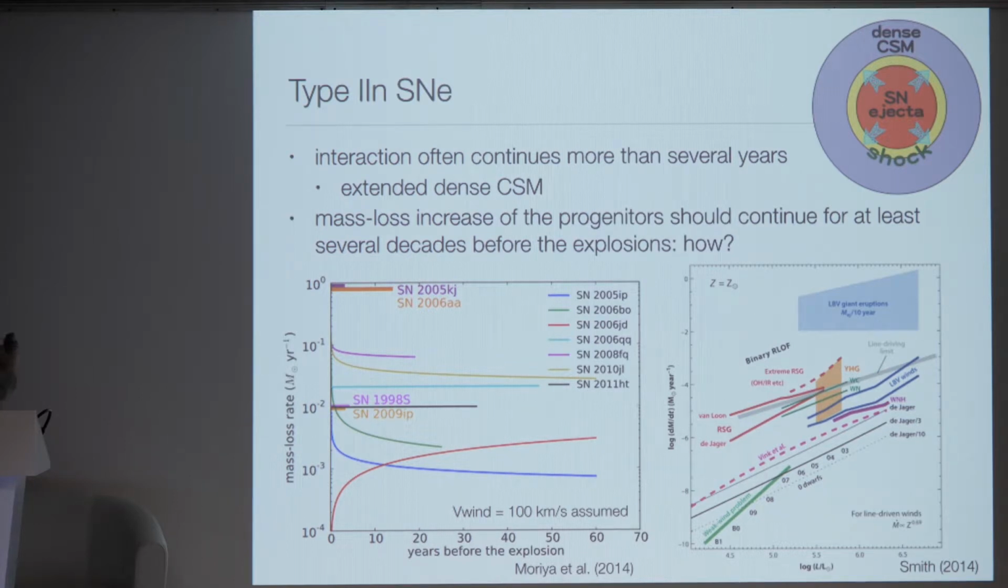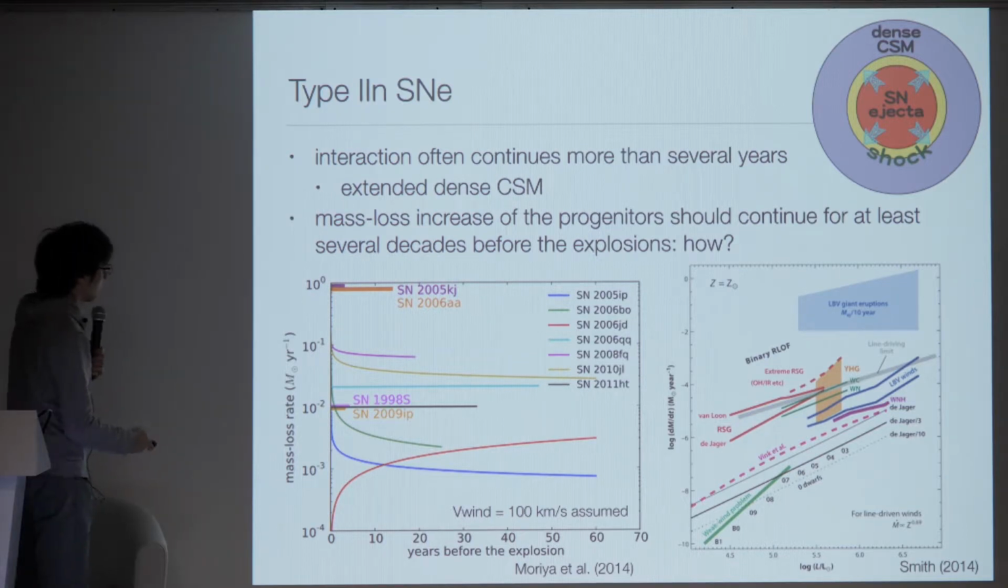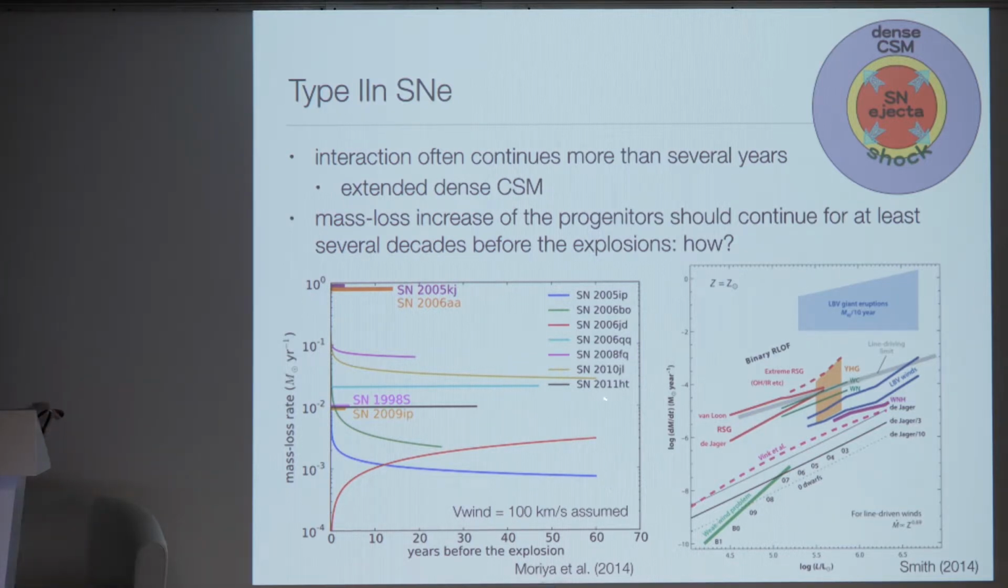Also, these type 2n supernovae are bright for a long time, and in these cases we can trace up to the point of the light curve observation, but basically the material should be extended because type 2n supernovae are bright for many years. So these are probably extended. This mass loss rate increase should have lasted for more than 100 years before the explosion.